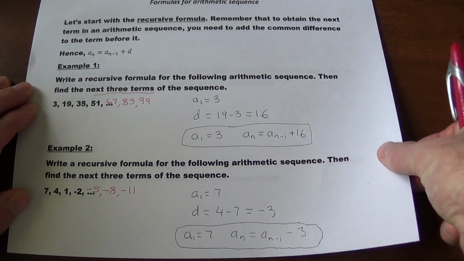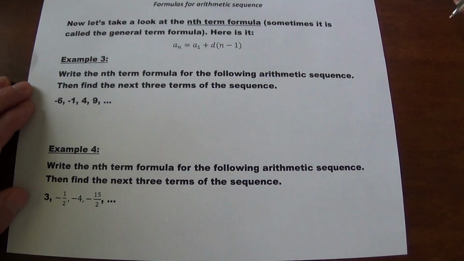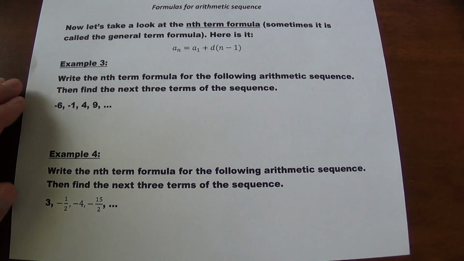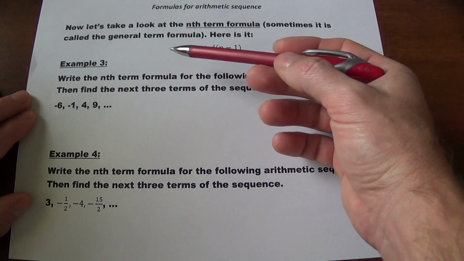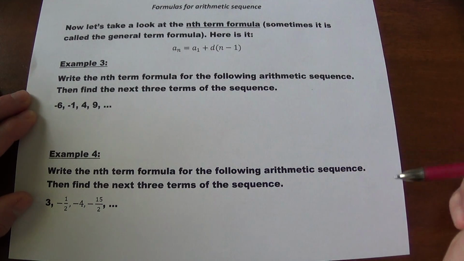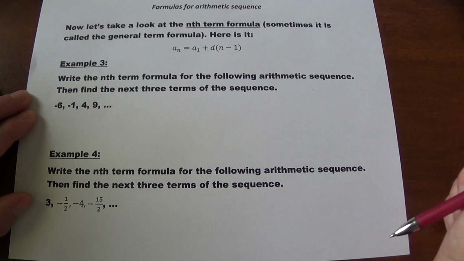But then we have another formula, which is what we call the nth term formula. It is also known sometimes as the general term formula. And that formula looks like this: a sub n equals a sub 1 plus d times n minus 1. a sub 1 in this case is the first term, as always, and d is going to be the common difference. So just like the recursive formula, we need to have two things before we can write anything. That is the first term and the common difference.